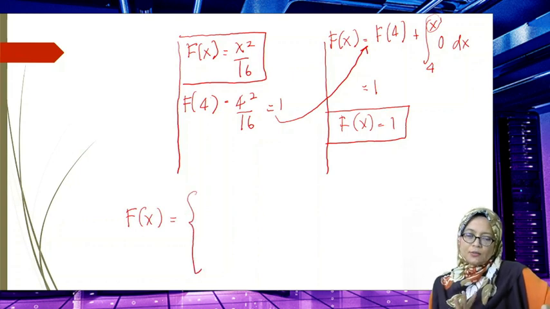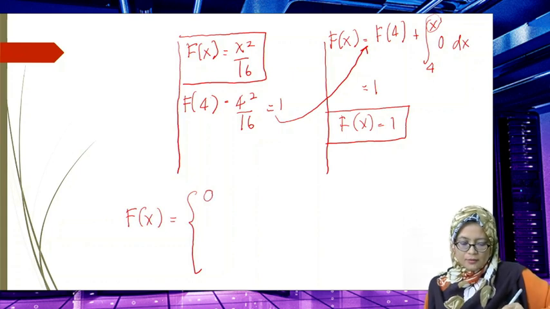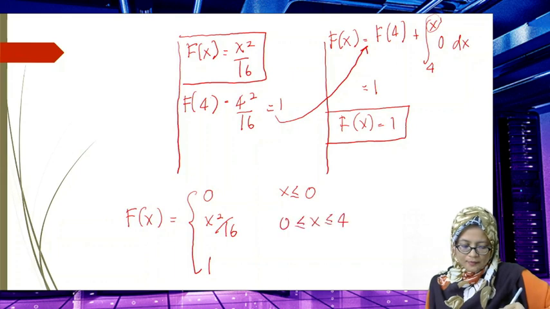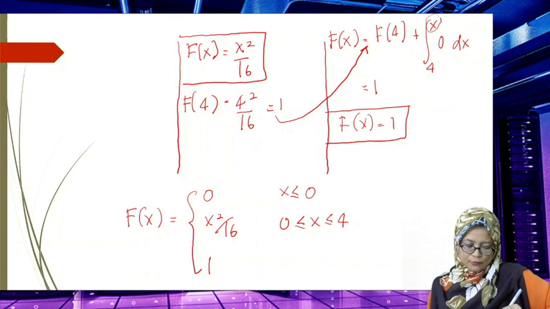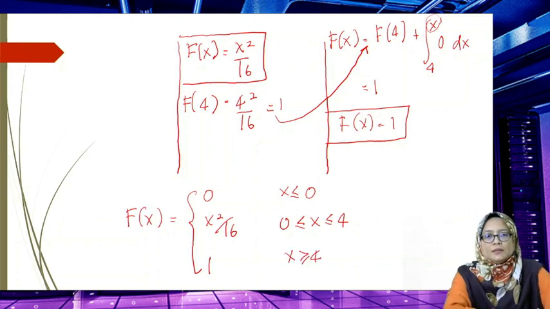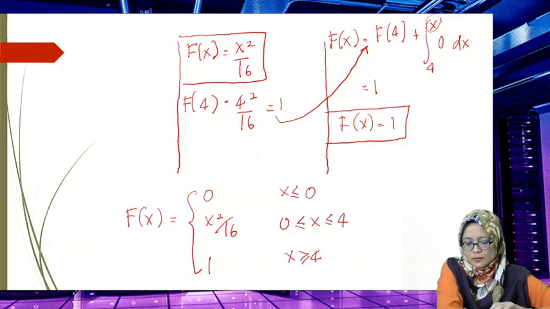So fx ni bila tulis balik dia macam OGIF. Dia mesti start dengan 0, mesti habis dengan 1. So 0 tadi untuk interval x less than or equal 0. Untuk second interval tu kita ada function x square over 16. So last kali kita dapat nilai 1 for interval x greater than or equal 4. So jangan just cari, tulis balik dalam bentuk F besar dia.